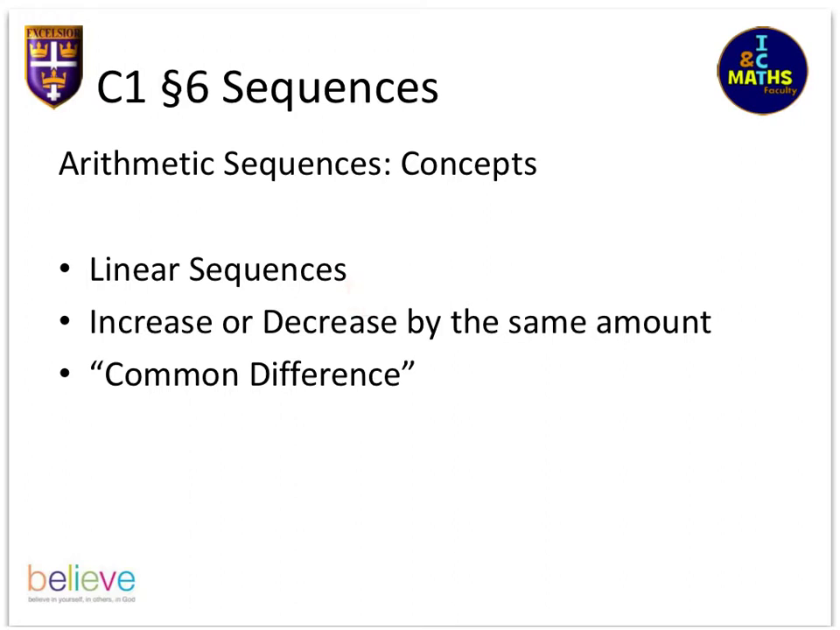These are linear sequences. Linear, if you remember at GCSE, meant something where it kept going up by the same amount each time, which is what this second bullet point is saying. And the thing that it goes up or down by each time is referred to as the common difference.